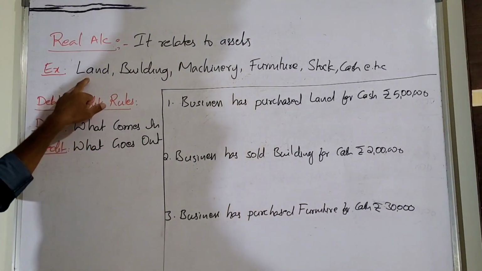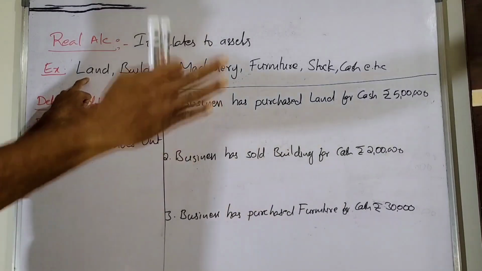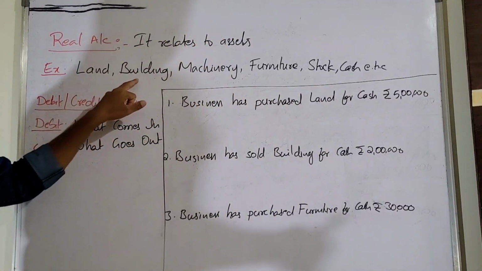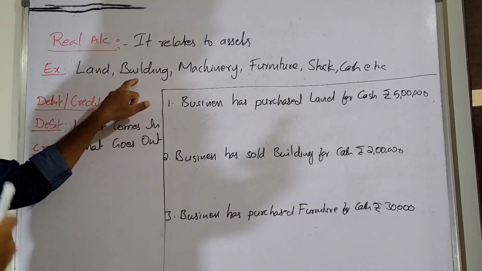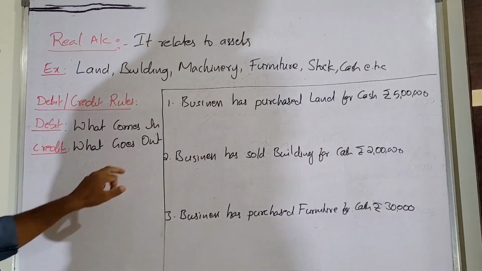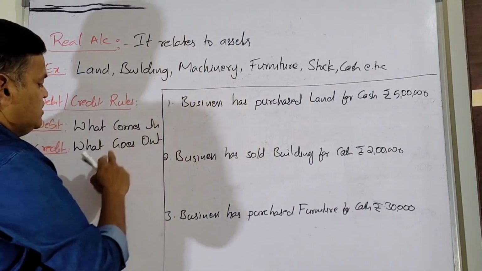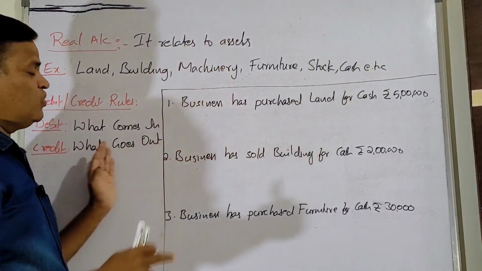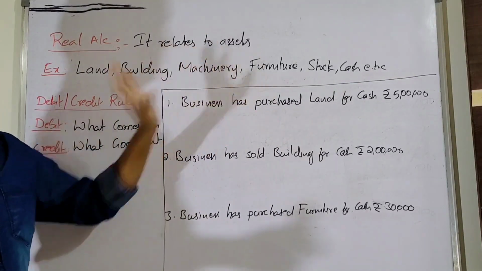Meaning, if the business is selling land, land will go out, so we have to write credit. If the business is selling a building, the building will go out from the business, then we have to write credit. If the business is selling machinery, then machinery will go out from the business, and we have to write credit. Like that we have to do, right?